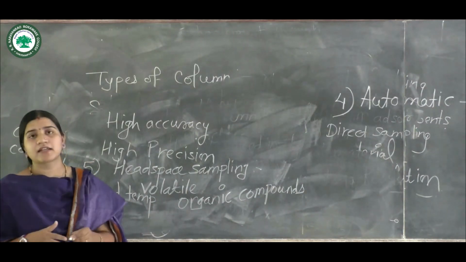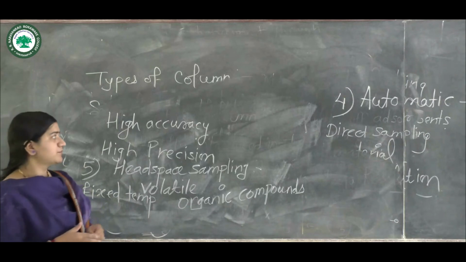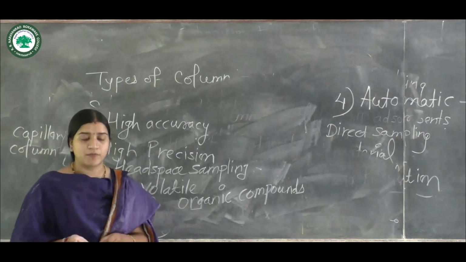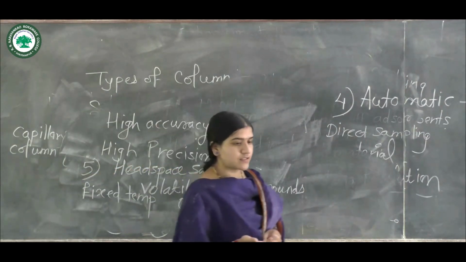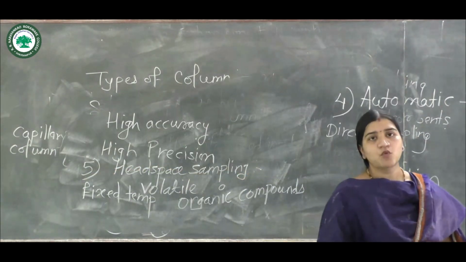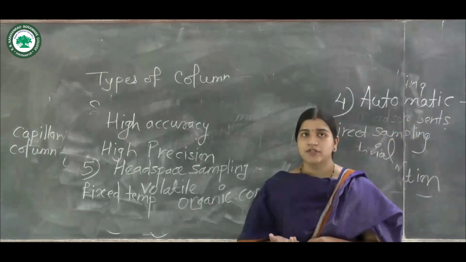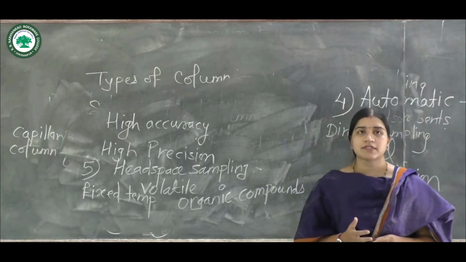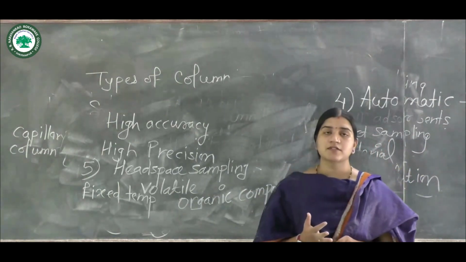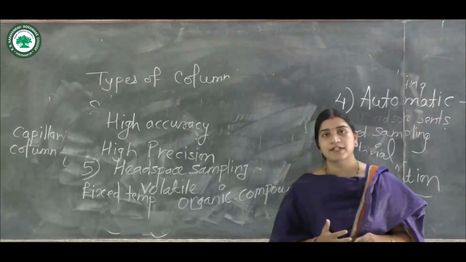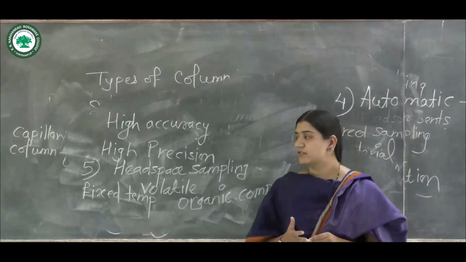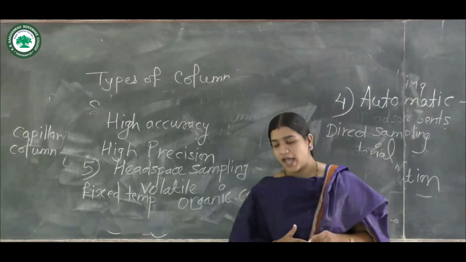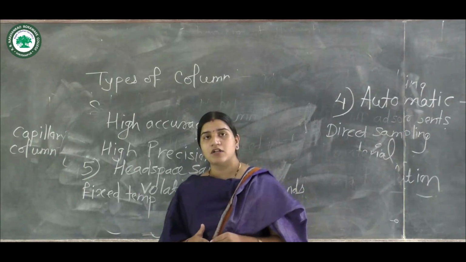So these are in all 5 types of sampling we are using in gas chromatography. The sample injection system is considered the most important unit of gas chromatography instrumentation. There are 5 types of sample injection system. First is the split injection method, second is the splitless injection method, third is headspace sampling, fourth is automatic sampling, and the fifth is the direct column method.